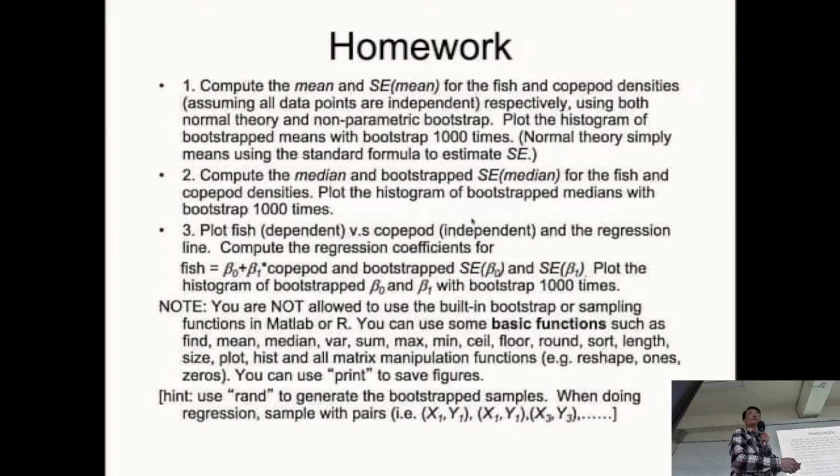Any question on homework? You are not allowed to use built-in bootstrap or sampling functions in R. I repeat, don't use them, because the homework is actually to write your own sampling function to do the bootstrap. No built-in function allowed. You can use median, mean, variance, sum, etc. These are allowed, but built-in bootstrap functions are not. The hint is you can use the uniform random number generator to generate the bootstrap samples.